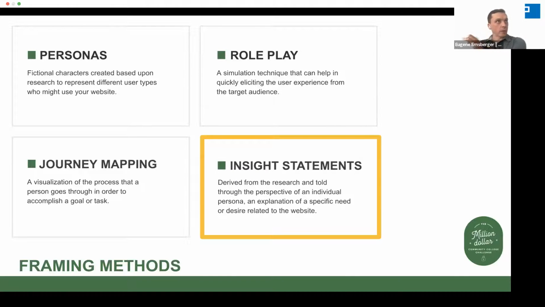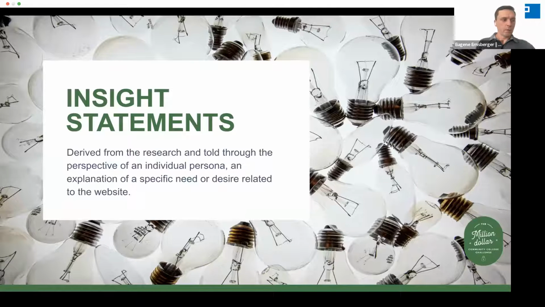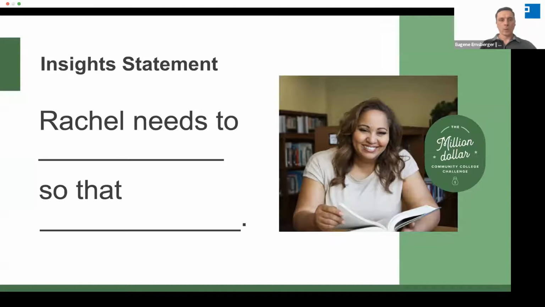Another tool that we can use during this phase, especially coupled with personas, are insight statements. So this is a fairly simple formula. Insight statements are derived from research and told through the perspective of an individual persona, an explanation of a specific need or desire related to the website. So going along with that story metaphor, we want to take what we know, based off of needs and pain points and people, and turn those into a narrative-based structure.